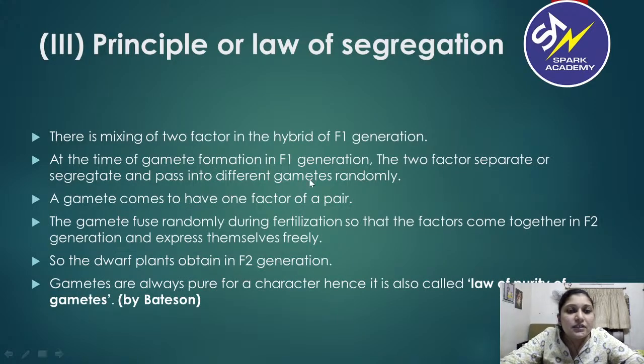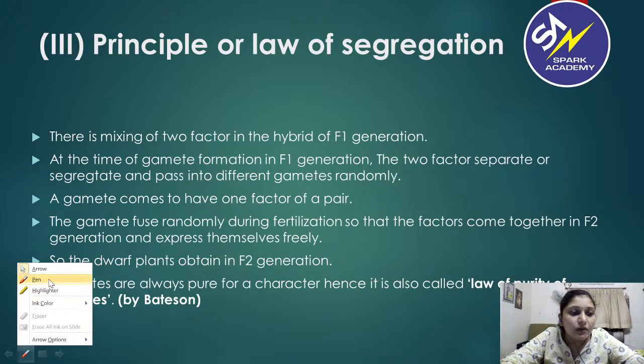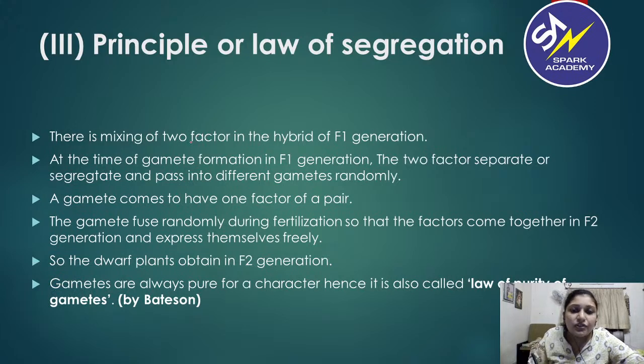Next is principle or law of segregation. There is mixing of two factors in the hybrid of F1 generation. At the time of gamete formation in F1 generation, the two factors separate or segregate or pass into different gametes randomly. The gametes come to have one factor or one of the pair. The gametes fuse randomly during fertilization so that factors come together in F2 generation and express themselves freely.